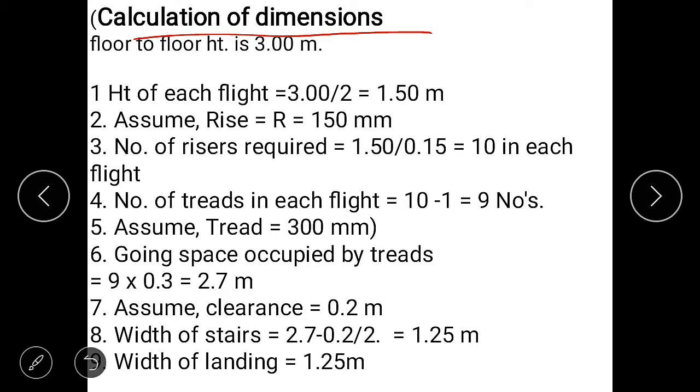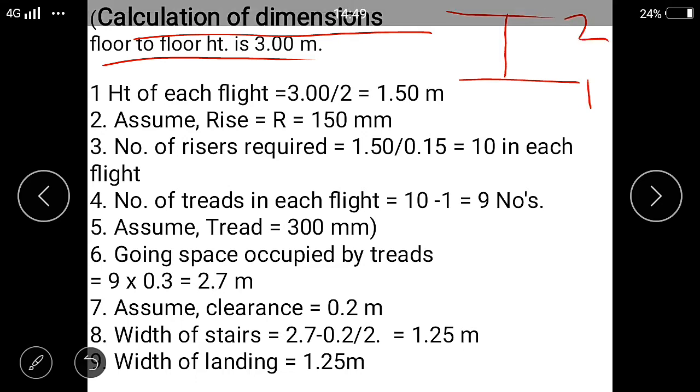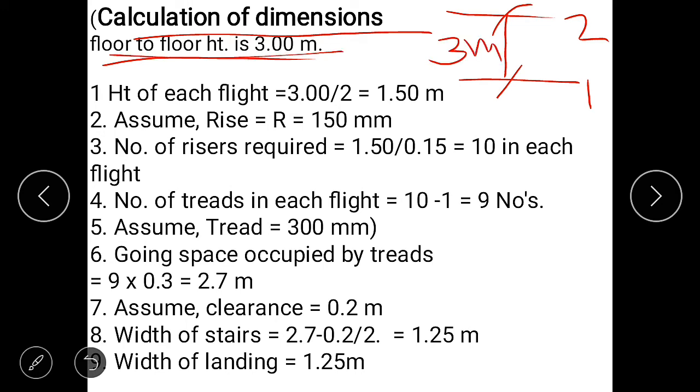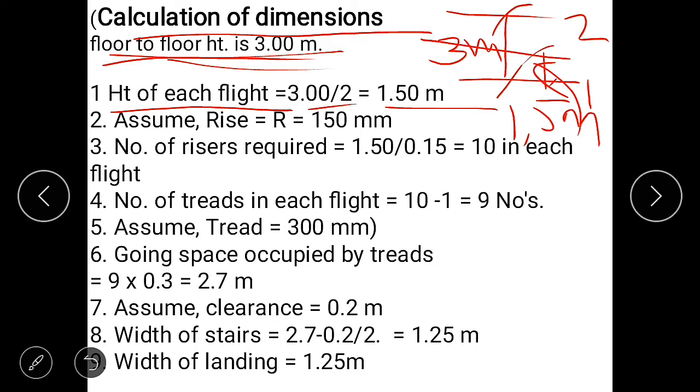For the staircase we calculate the dimensions of rise, tread, flight and going. So here the floor to floor height is 3 meter, meaning from the first floor to the second floor, the whole height is given as 3 meter. The height of each flight means dividing by 2. So 3 by 2 is 1.5 meter, meaning half part of this is 1.50.